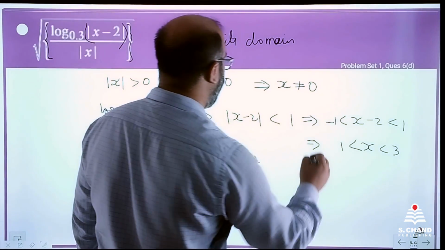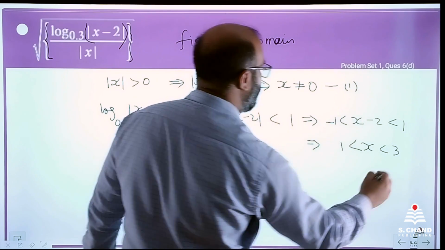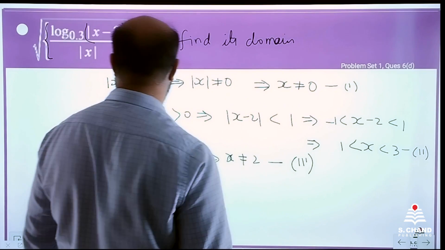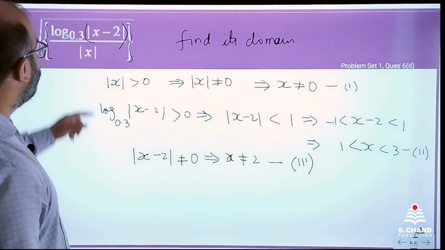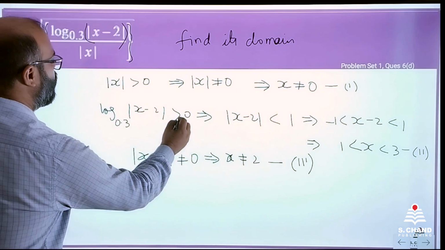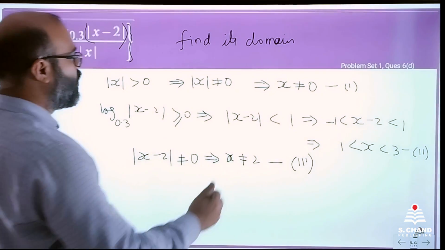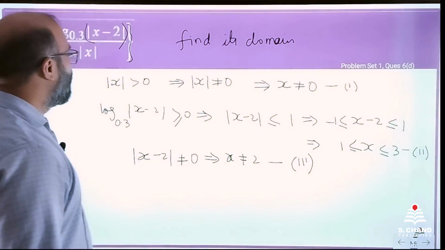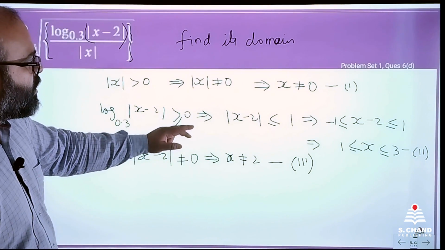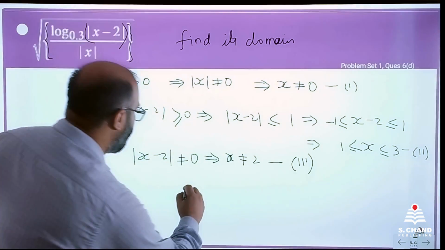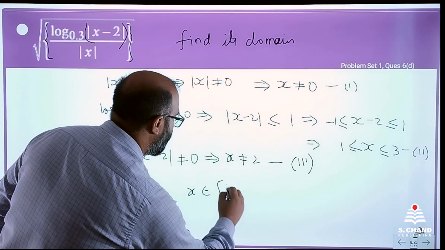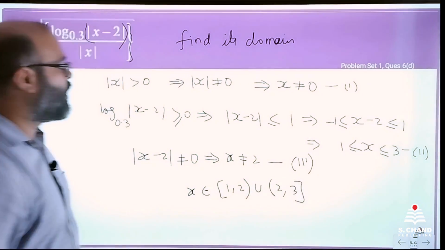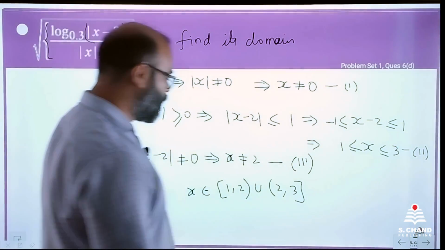So considering all the conditions, this is the first condition, this is the second condition, and this is the third condition. We can also say that log of this could be equal to 0 because under root can take equal to sign also. So equality could also be there. So we can include them. So what we say finally is the interval is x belonging to [1, 2) union (2, 3], if we take the intersection of all of them.